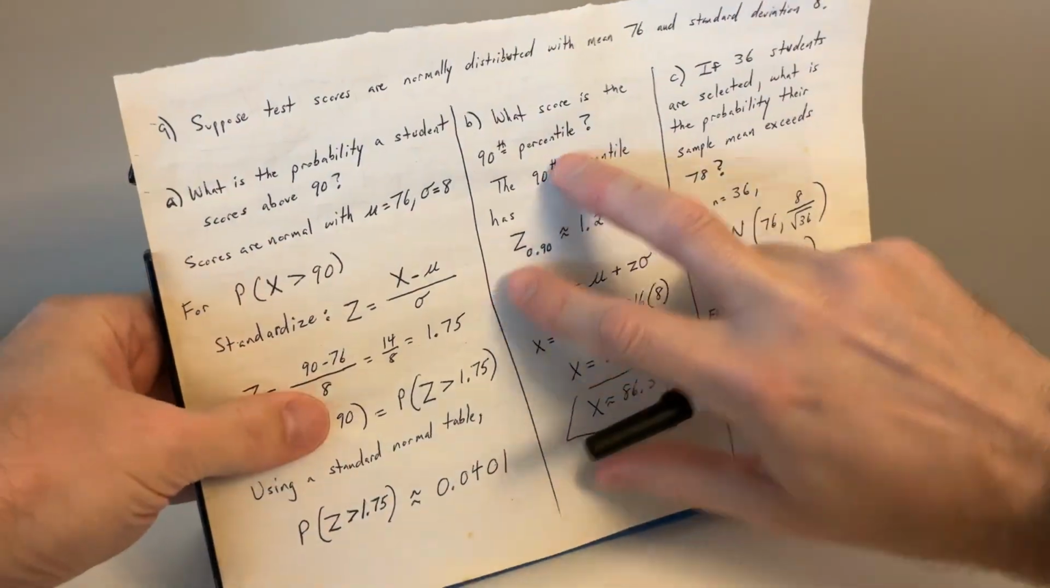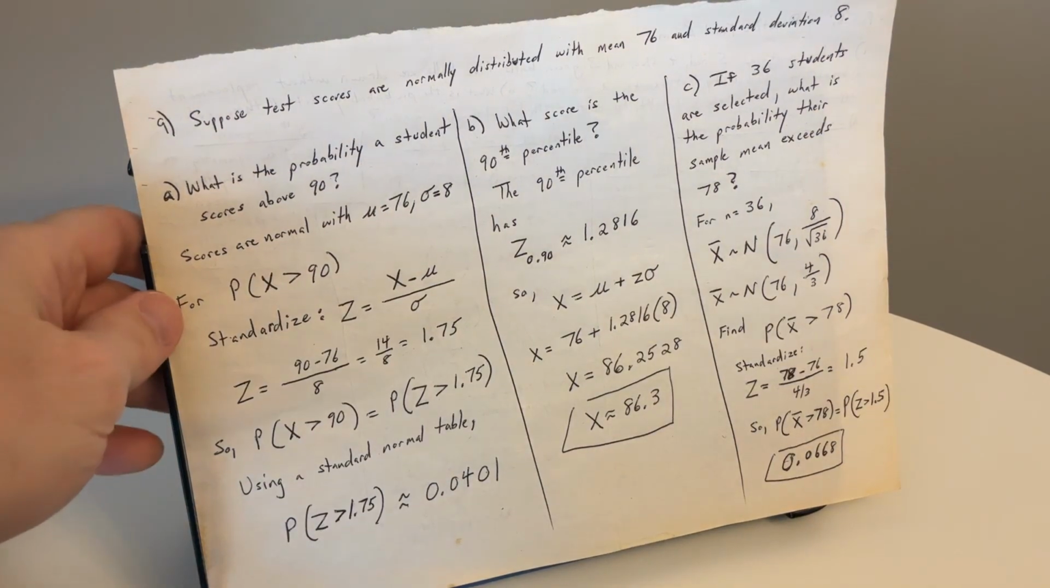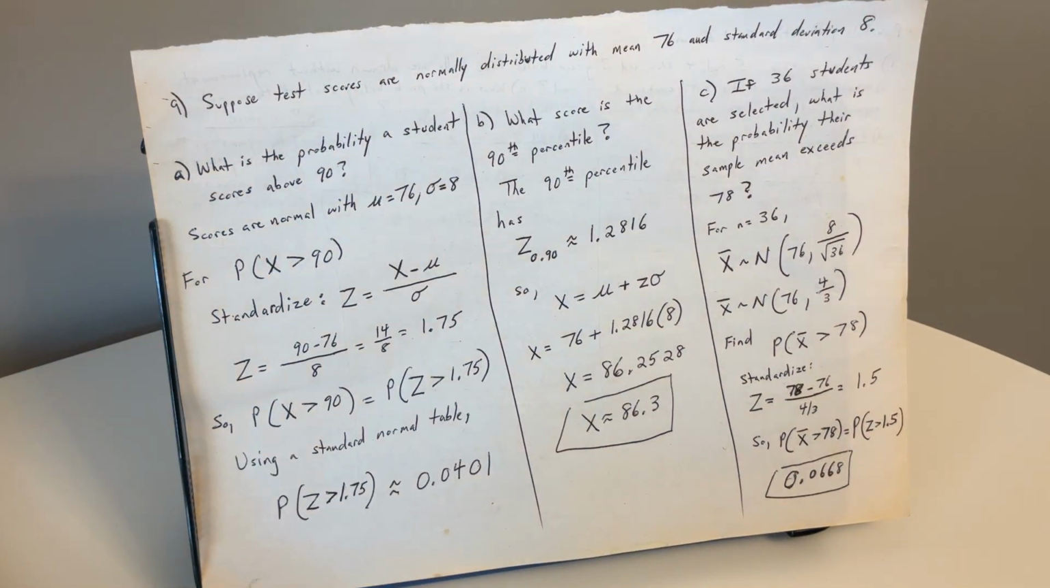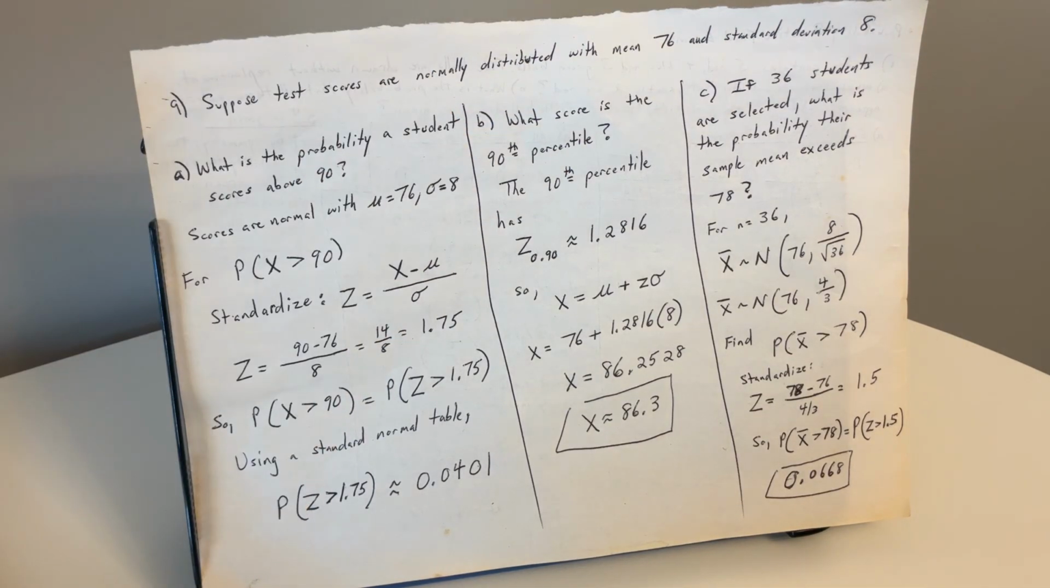Or go through number 9. Okay, so here's what we have for 9. Suppose test scores are normally distributed with mean 76 and standard deviation 8. Part A, what is the probability that a student scores above a 90?